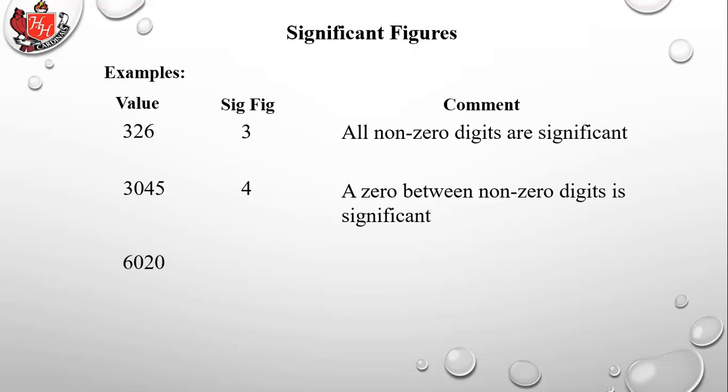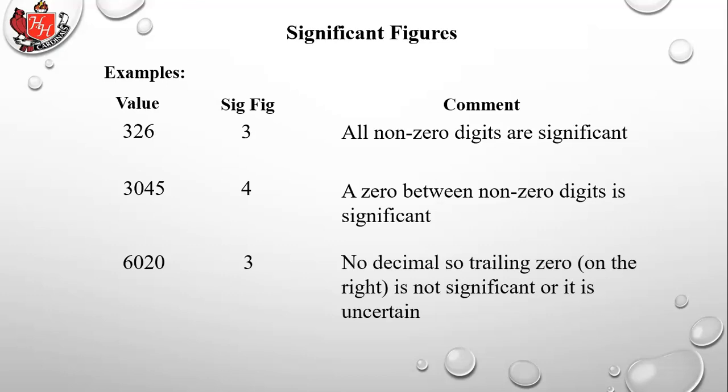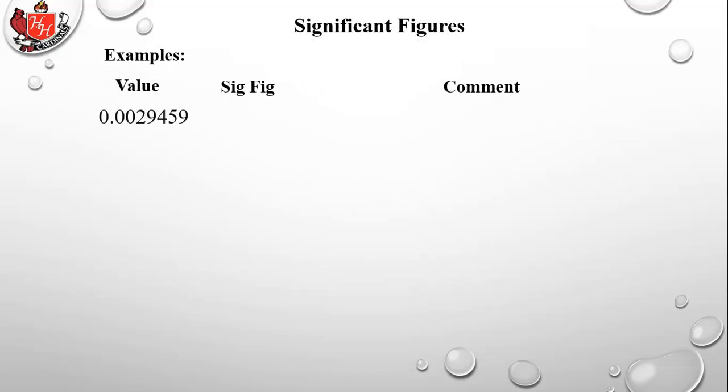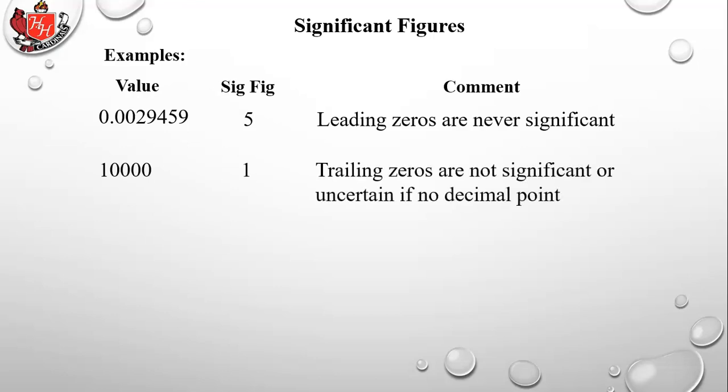How about this one? 3 significant figures. No decimal, so the trailing 0, the one on the right, is not significant, or it is uncertain, but in this class we'll say not significant. This number? 5 significant figures, leading zeros, those to the left of the 2, are never significant. 10,000. 1 significant figure. Trailing zeros are not significant, or are uncertain, if there's no decimal point.